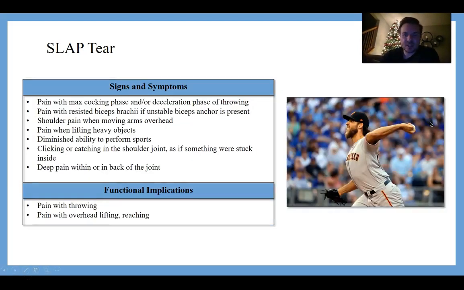Signs and symptoms, you can see how much external rotation this pitcher has. He plays for the Diamondbacks now. His name's Madison Bumgarner, and I think he does now play for the Diamondbacks, but you can see how much external rotation he has, 160 degrees or whatnot. So signs and symptoms are pain with the max cocking or layback phase, as well as deceleration phase, because with the deceleration of the arm, the biceps brachii has its highest peak EMG, so we might get pulling through the labrum in that position. And then, of course, diminished ability to perform sports, clicking or catching, deep pain within the back of the joint, pain with throwing, and pain with overhead lifting and reaching.